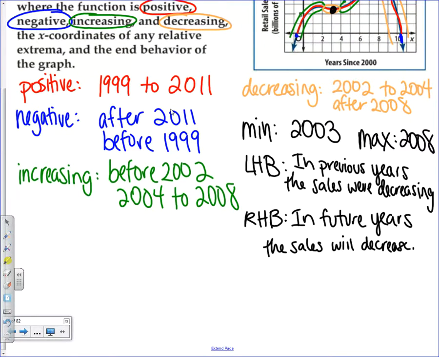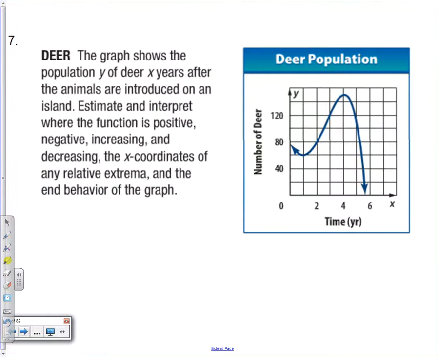How'd you do? We're going to do another one. Okay? Sound like a plan? I'm hoping we can get through 2 of them, but I don't know. We'll see. Let's go to the deer problem, please. It's the exact same question with a different graph.